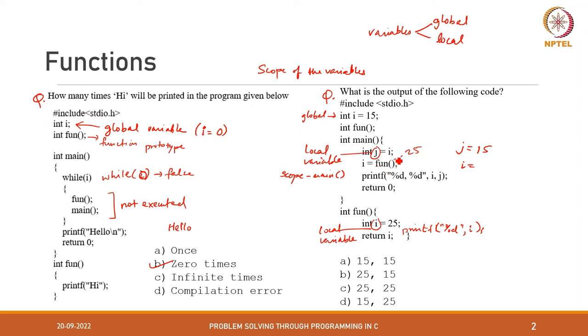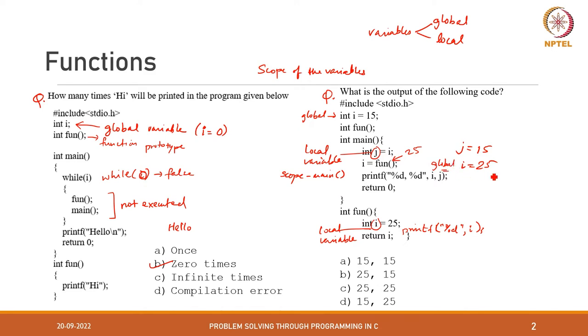And in the main function you can see that the variable i has not been defined. That means inside the main function i still refers to the global variable, not the local one, because inside the main function we have not yet declared the variable i. So this function returns 25, which gets stored in the global variable i. So this is the global i, which gets the value of 25.